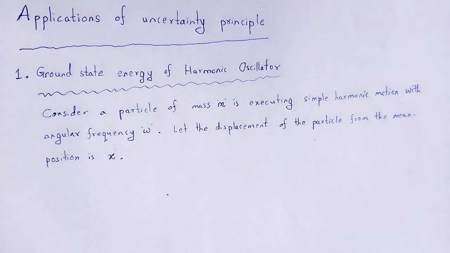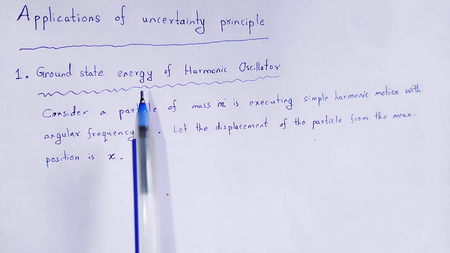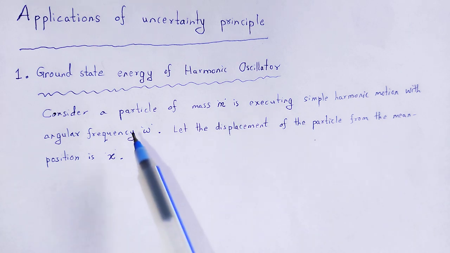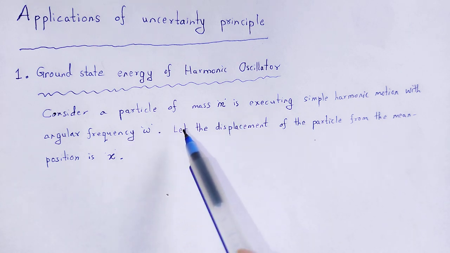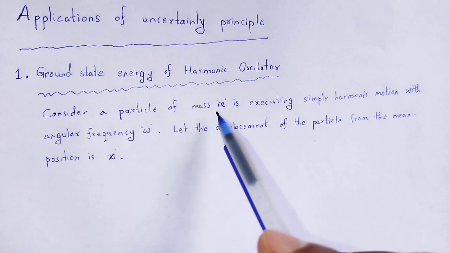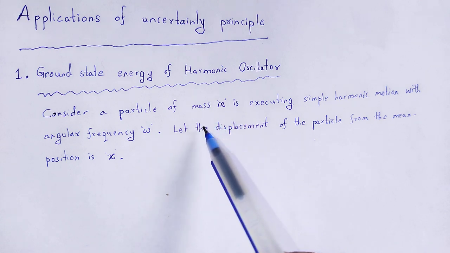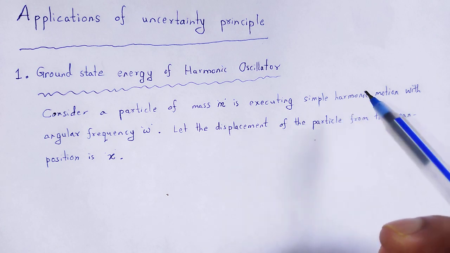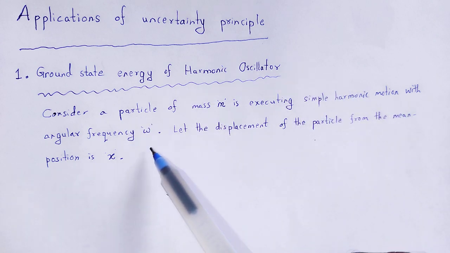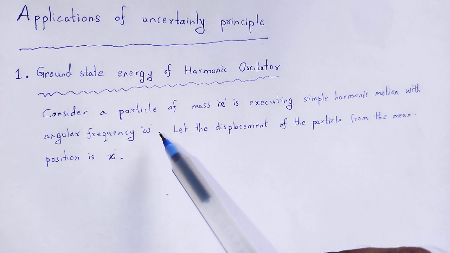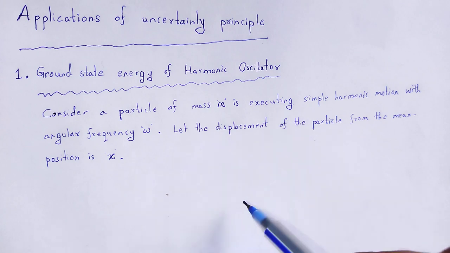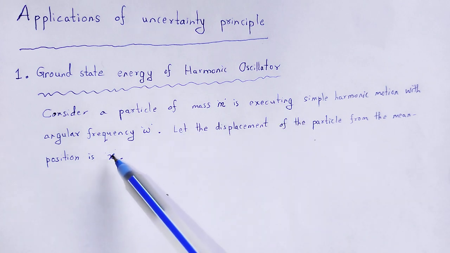By using uncertainty principle, we can calculate the ground state energy of harmonic oscillator. First, we have to consider a particle of mass m, executing simple harmonic motion, SHM, with an angular frequency of omega, and the displacement of such a particle from the mean position is x.